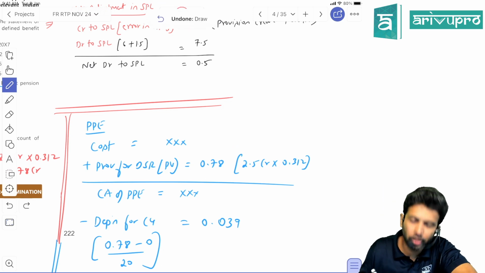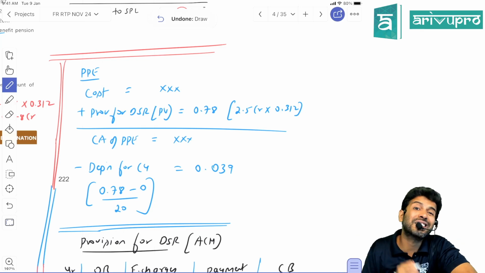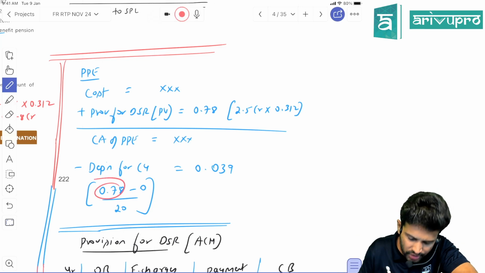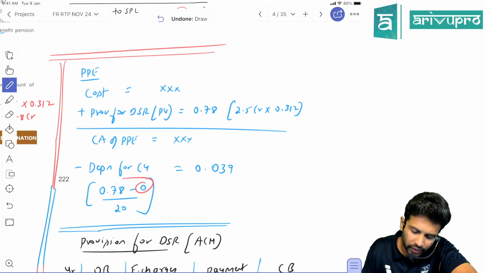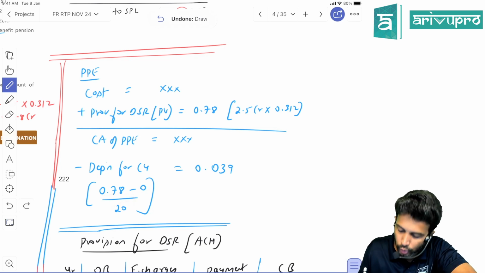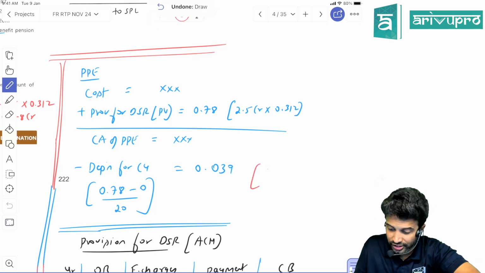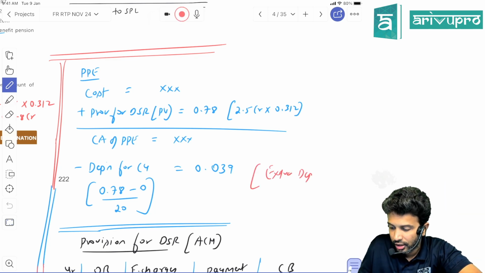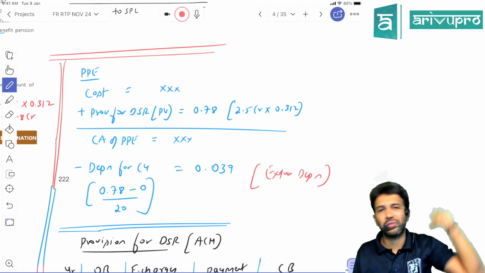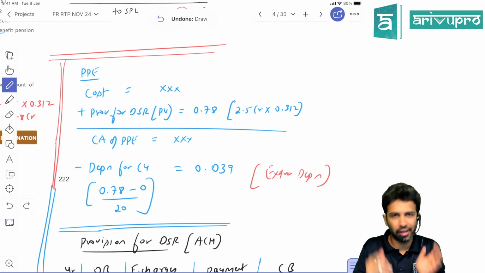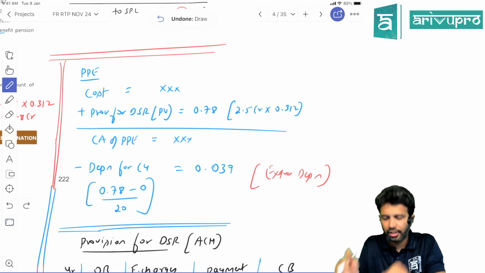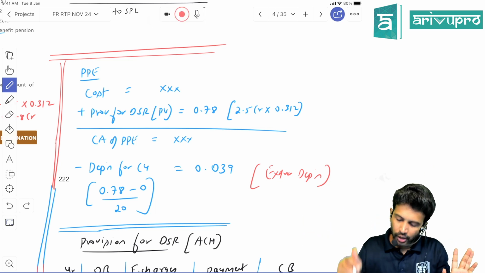So due to this 0.78 ka provision for DSR, how much extra depreciation you're going to get? 0.78 crores is the amount. Residual value not given, so 0. Life is given to be 20 years. So if you do this, it will be 0.039. That much is depreciation on the asset? No, this is the extra depreciation arising on the asset due to provision for DSR. And this also will be transferred to P&L. Since they've asked the impact on retained earnings, we have to calculate this. Okay, na sir? I hope you got it.